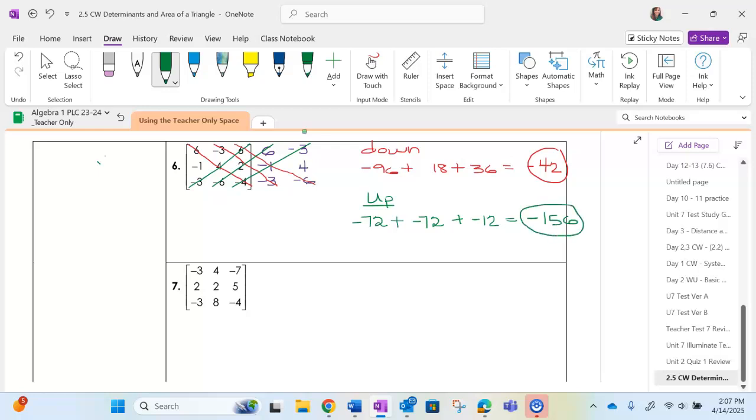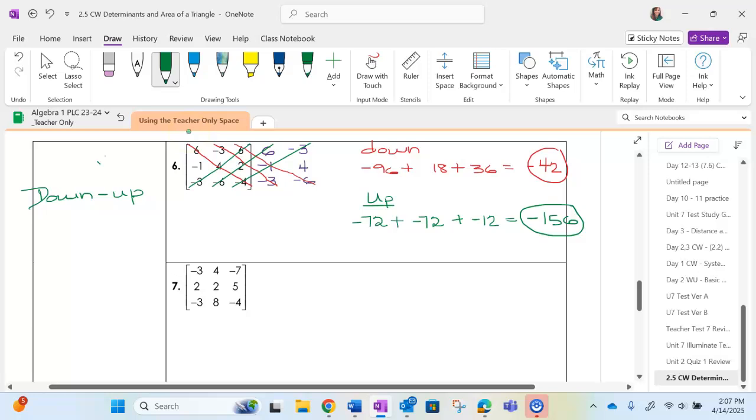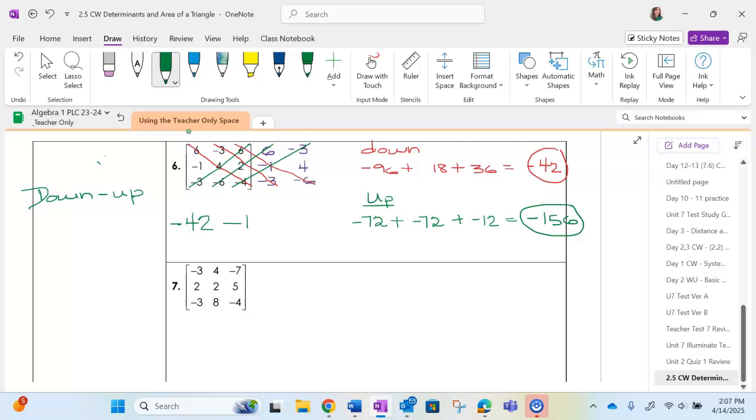Now remember, it is down minus up. It's kind of what we did in the 2 by 2s. We went down first and did that row, minus we went up and did the other one. All right, here we go. -42. Do not forget the minus -156. Look at that, minus -156. And you get 114 as the answer.